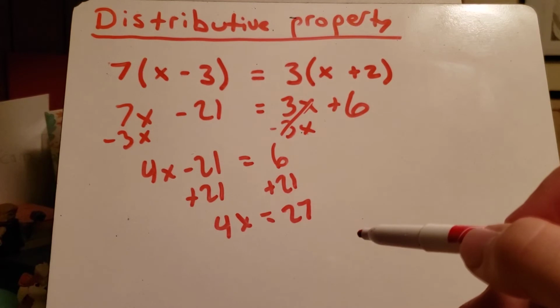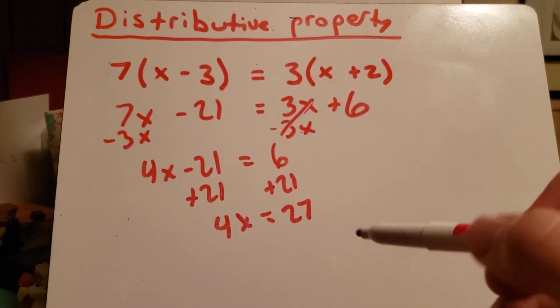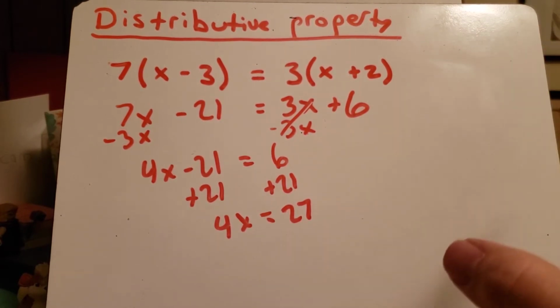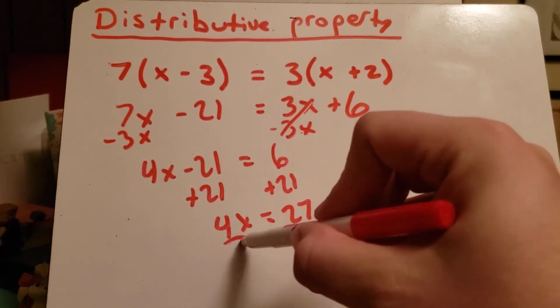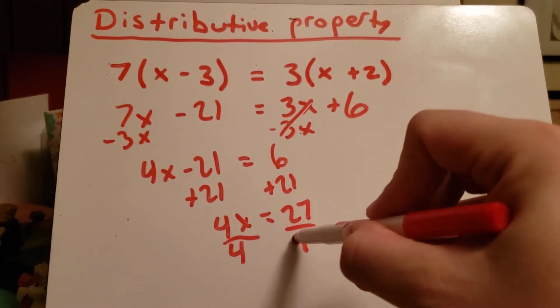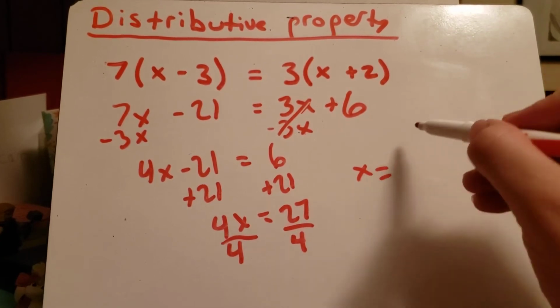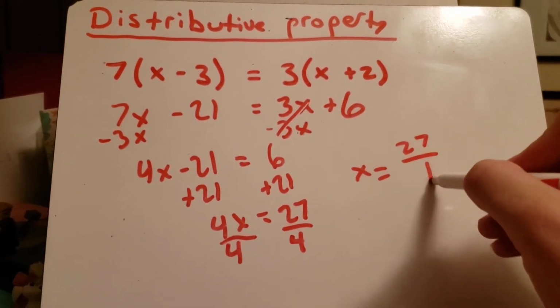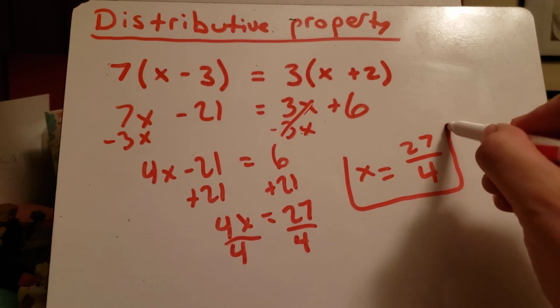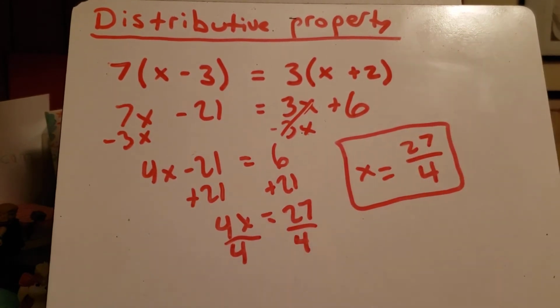So now to solve, I need to move that 4 away from the x. Because remember, to solve an equation, you need to have x by itself. So I'm going to divide by 4. And my answer is going to be a fraction. It's going to be 27 fourths. Perfect. All right, so we solved an equation now with the distributive property in it, and that wasn't so bad. Okay, once we distribute, all it takes is some moving of things around, and we can get x by itself. Awesome.